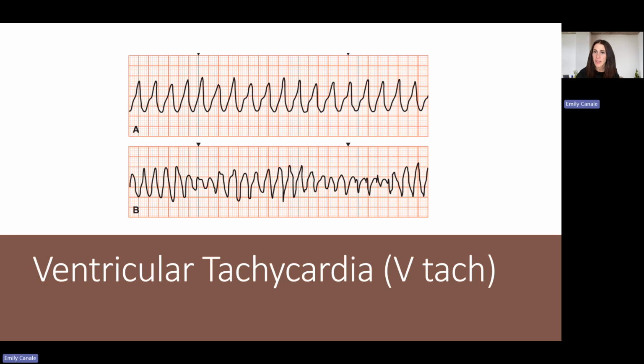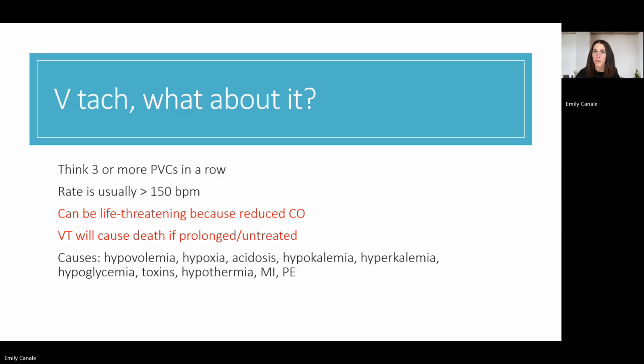No. You can see that these all look the same, and then this kind of looks different. This means that it's originating from one cell, so we would term this monomorphic. And this one is originating from multiple pacemaker cells, so we would call it polymorphic. But they're both technically VTach. This again will cause death if we do not treat this.